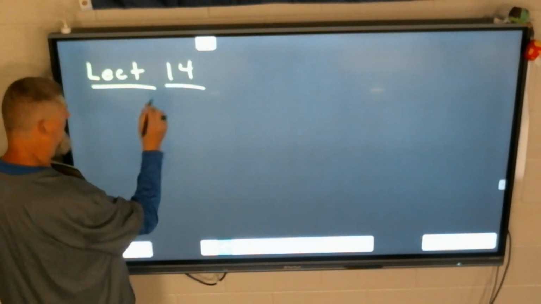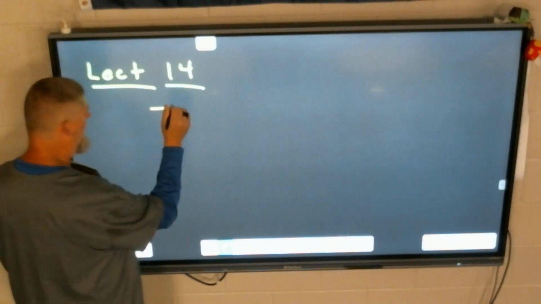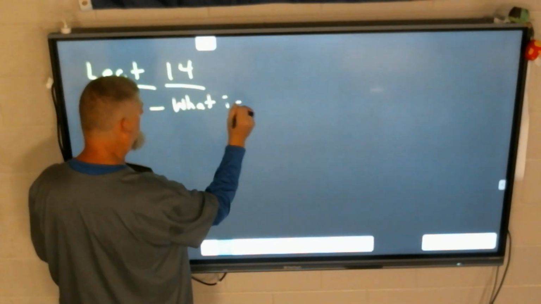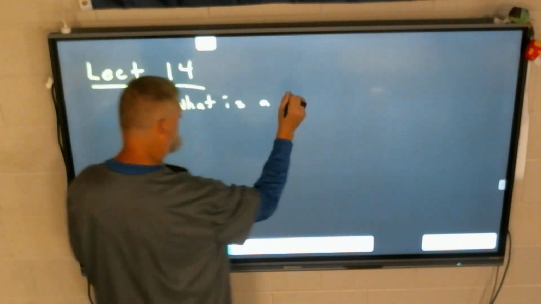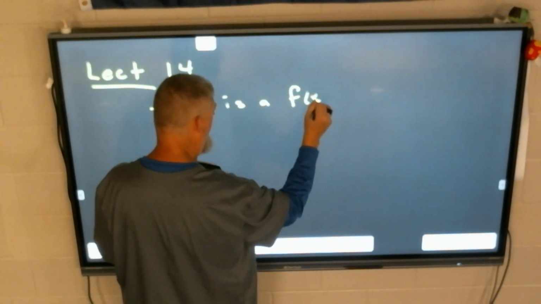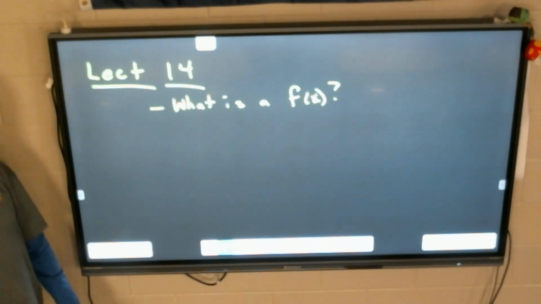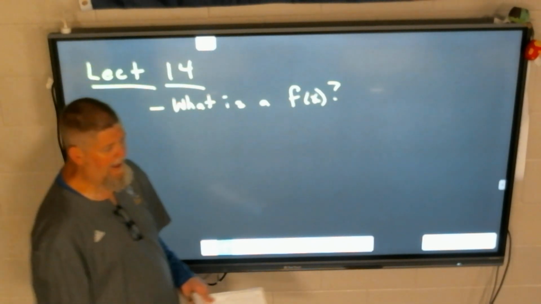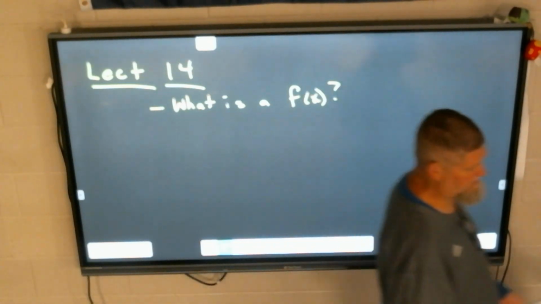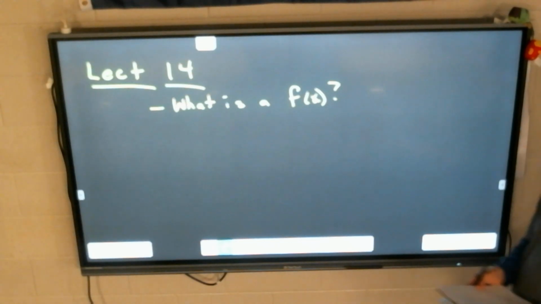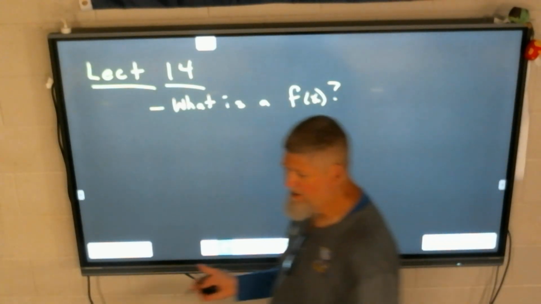Number one, and this is kind of like an introductory point. The question is, what is a function? And I'm going to abbreviate function f of x. That's function notation, if you remember that. It means the function in terms of x. That does not mean f times x. That means the function f with respect or in relationship to x. So, what is a function?